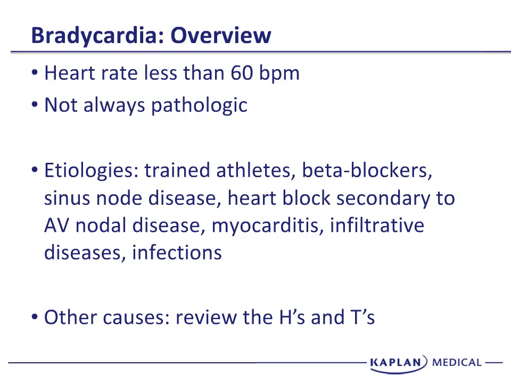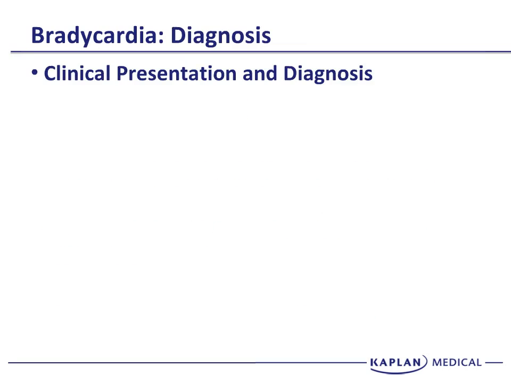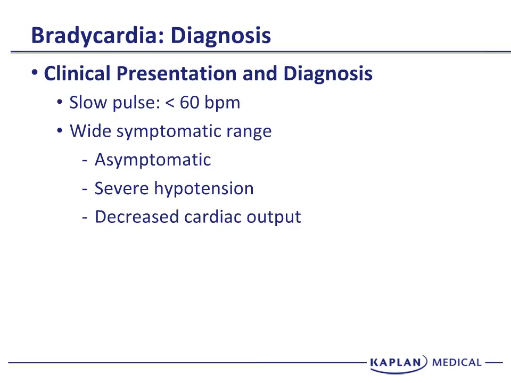Other causes we went over before when we spoke about the H's and the T's in the ACLS section. Clinical presentation and diagnosis: again, pulse less than 60 is the presentation. You can have a wide symptomatic range. Patients may be completely asymptomatic. They may have severe symptoms. When I say severe symptoms, I mean hypotension. That is a severe symptom.